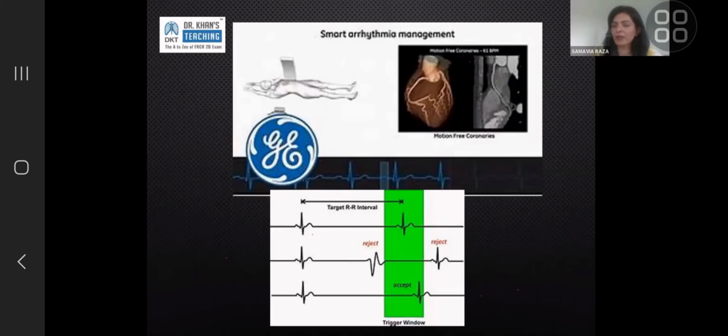The downside of that is it can only do it once. So it will wait once, but the next heartbeat it will scan regardless of what it is. So there is some protection there, but no, it hasn't resolved the issue altogether.